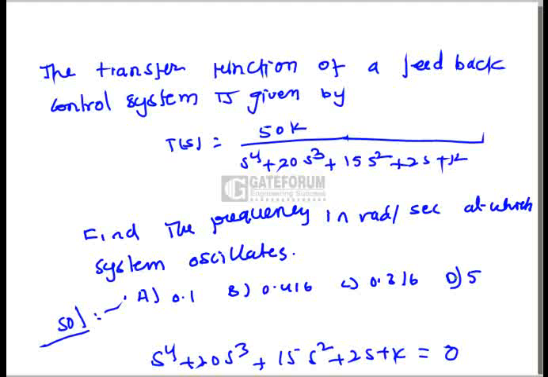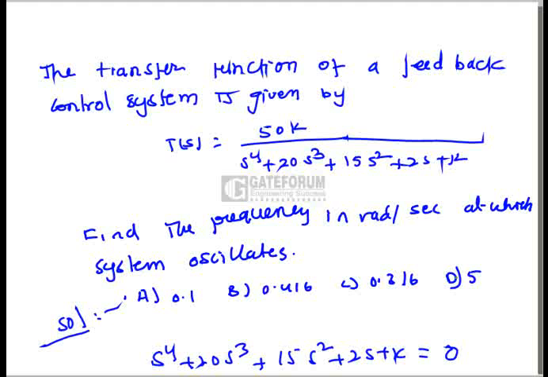Right, directly he has given the transfer function. Then we have to find out the characteristic equation. The characteristic equation is nothing but the denominator of a transfer function, and the denominator of the transfer function is s^4 + 20s^3 + 15s^2 + 2s + k. This is the denominator of a transfer function, and it is also called the characteristic equation. After finding that, we have to find out the k marginal value.